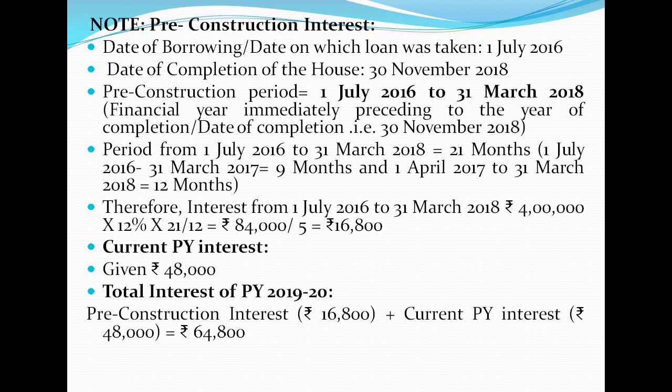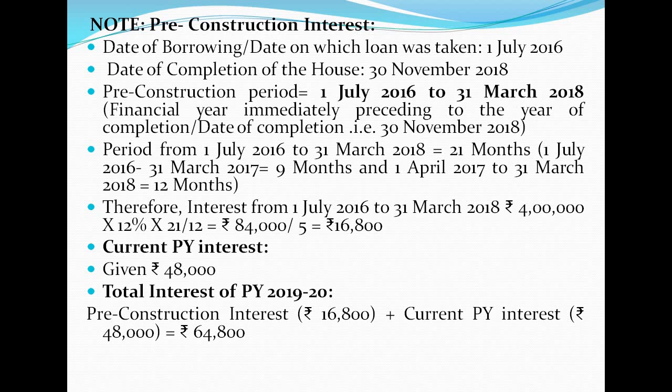To calculate the pre-construction interest, you have to note down two things: the date of borrowing and the date of completion. The date of borrowing here is 1st July 2016 and the date of completion is 30th November 2018. Then you have to define the pre-construction period. The pre-construction period under this problem will be from 1st July 2016 to 31st March 2018. This 31st March 2018 is the financial year immediately preceding the year of completion. In this case, the date of completion is 30th November 2018 and the financial year prior to this date ends on 31st March 2018.